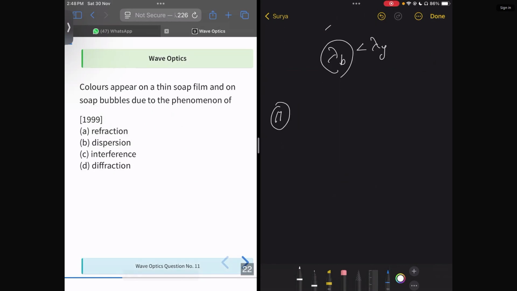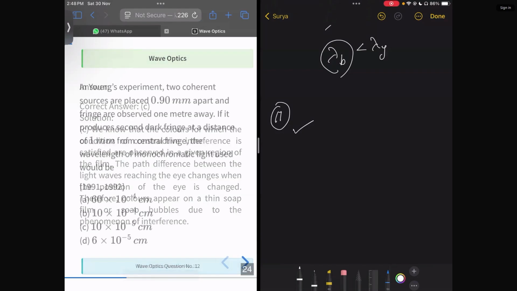Colors appearing on thin soap film and on soap bubbles are due to the phenomenon of? We know that the colors for which the condition for constructive interference is satisfied are observed in a given region of the film. The path difference between light waves reaching the eye changes when the position of the eye is changed. Therefore, the colors appearing on thin soap film and soap bubbles are due to interference. Option C.